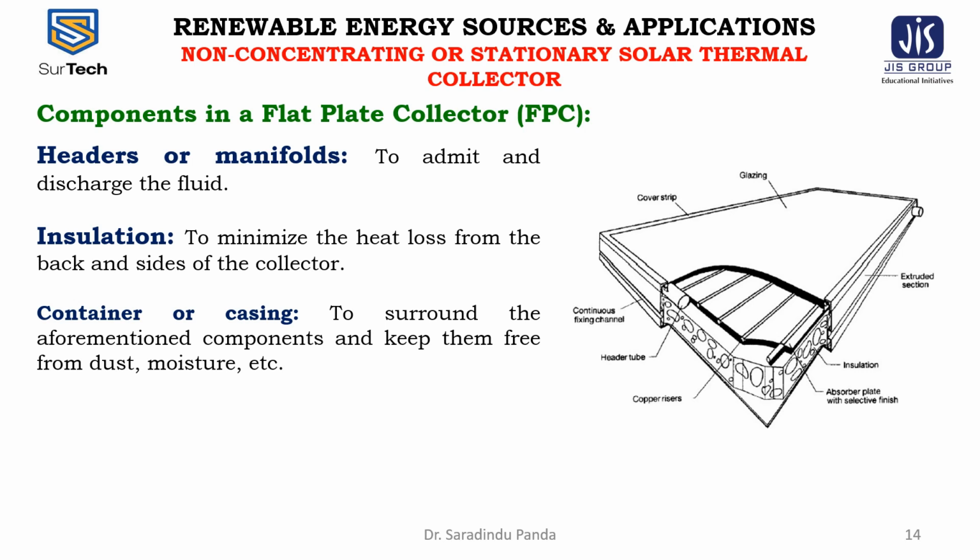The last component is the container or the casing. To surround the aforementioned components and keep them free from dust or moisture, etc., the container or casing is used. The flat plate collector must be insulated to reduce the conduction and convection heat losses through the back and side of the collector box. To reduce both convection and radiation losses, a transparent cover protects the absorber, while conduction losses are limited with an efficient thermal insulation of the collector casing. It is also acting as the protection shield in adverse weather conditions. Normally it is made of sheet.